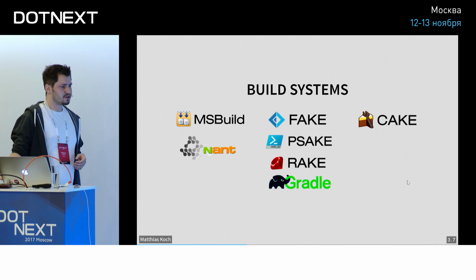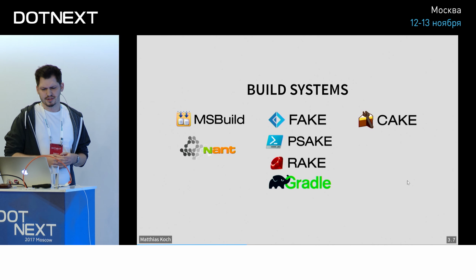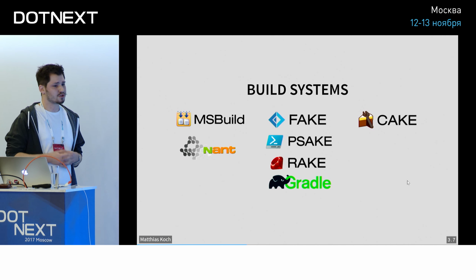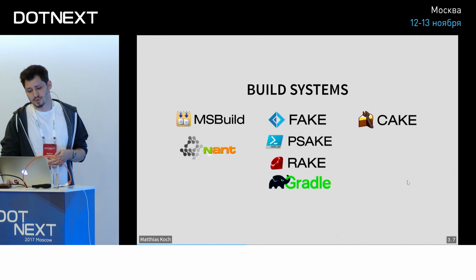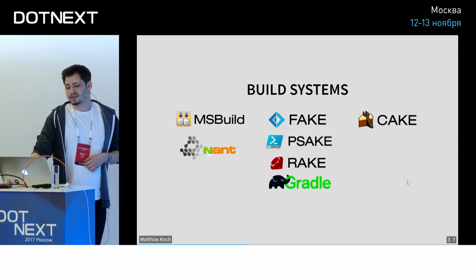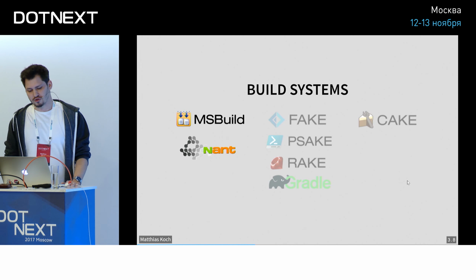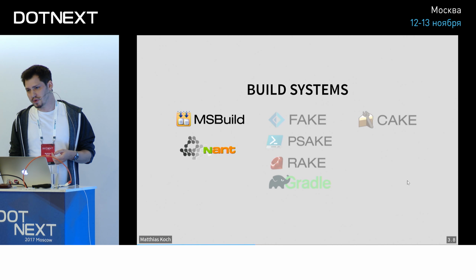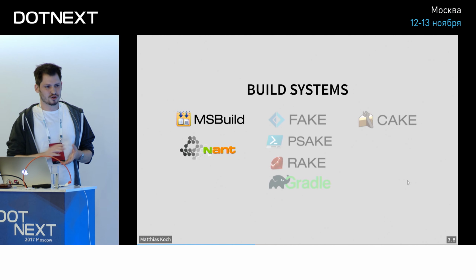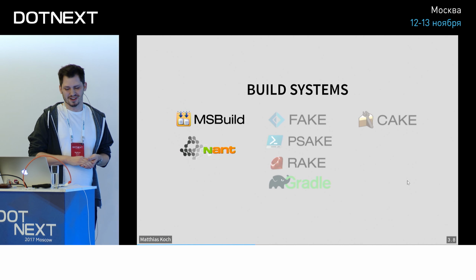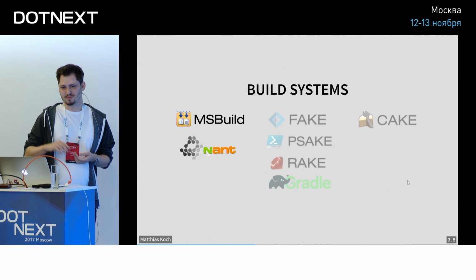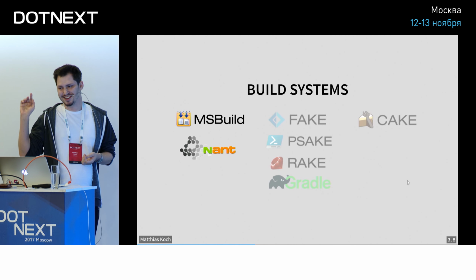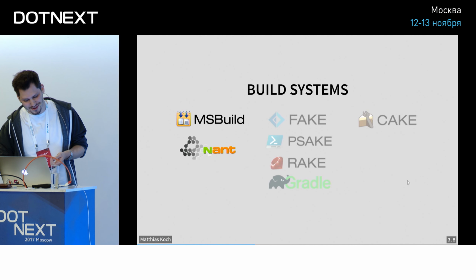So looking at the .NET ecosystem, there are plenty of build systems already, so quite a big choice there. And at the beginning, I want to concentrate on MSBuild and NAnt. Both of them are XML-based build systems. So who's familiar with using MSBuild as a build system? Maybe raise hands. Okay, most of the people.